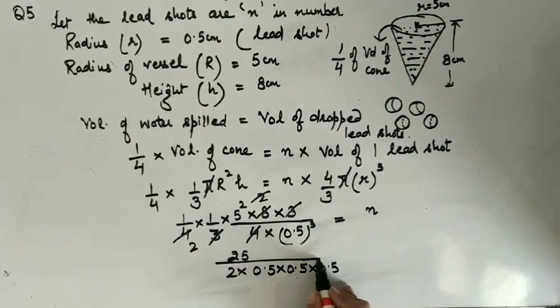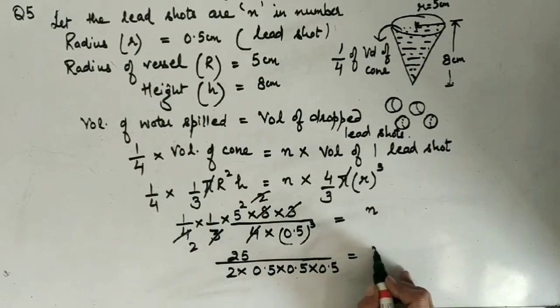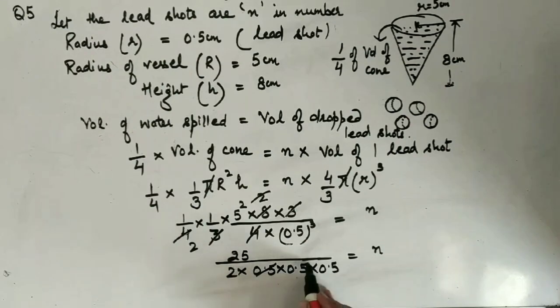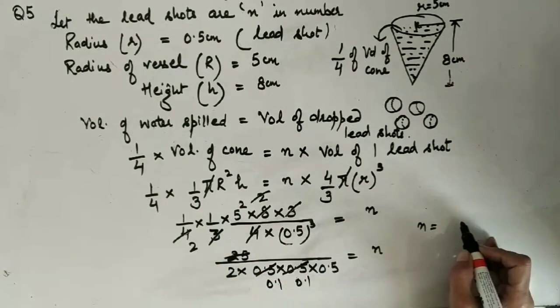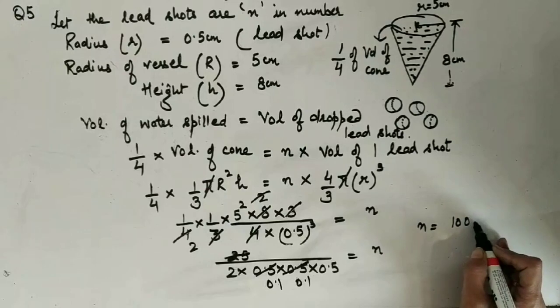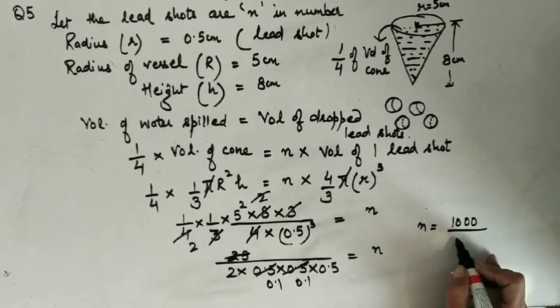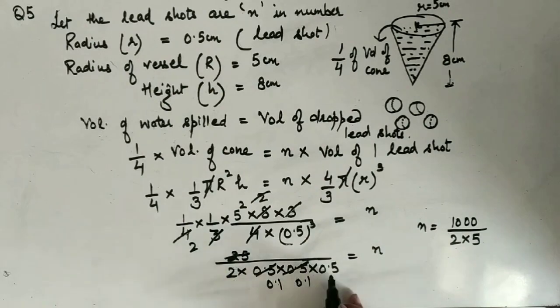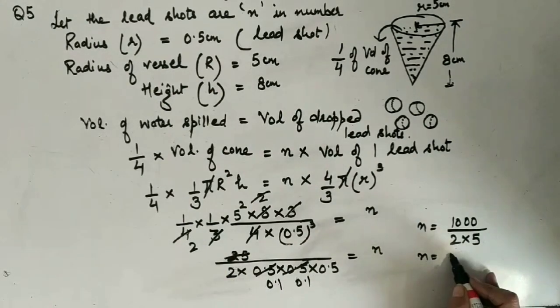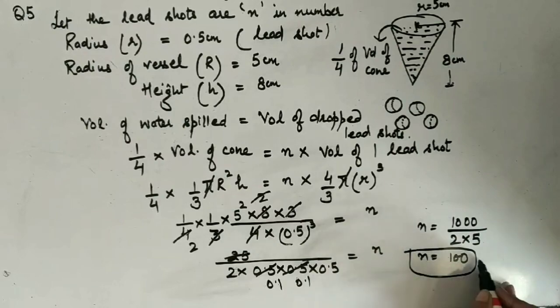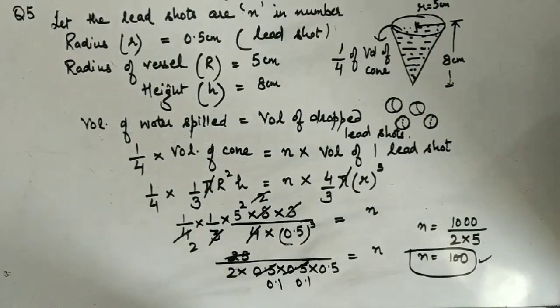Further, when you put it in simplified form, this goes off, this is cancelled, and n comes out to be 1000 upon 2 into 5. 2 from here and this 5, so n is 100. 100 such lead shots were thrown in, and because of those 100 lead shots, 1/4 of the water spilled out. I'm sure this must be clear.